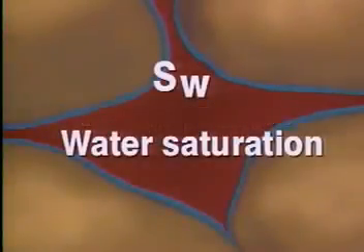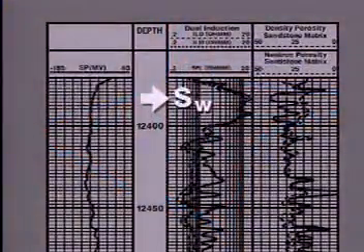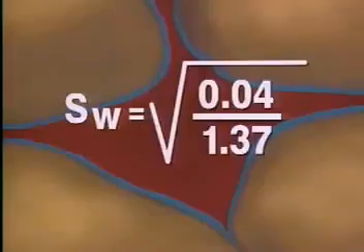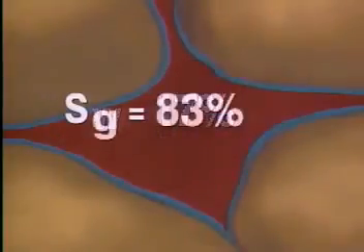To obtain the water saturation, S sub W, of a zone, we take the square root of the water resistivity, R sub W, divided by the apparent water resistivity, R sub WA. Thus, the water saturation at 12,384 feet equals the square root of 0.04 divided by 1.37, which equals 17%. Hence, our gas saturation at this depth equals 83%.